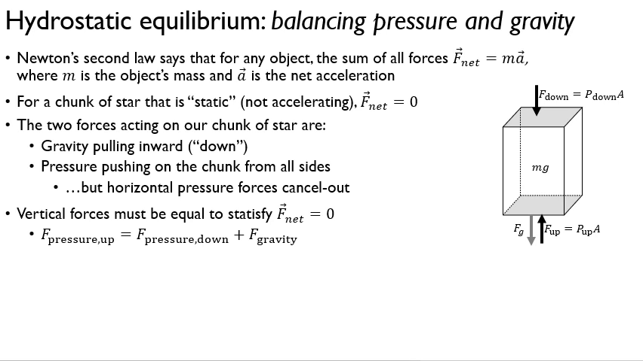So on one side, we have pressure. There's a pressure force pushing up. That's just the pressure of the fluid times the area, pushing upwards. On the other side of our equation, we have the downward direction. There's the pressure of the fluid at this height times the area of the little chunk here. That's the force down. And added to that is the force of gravity, pulling this chunk of matter towards the center of the star. These need to be equal to each other.